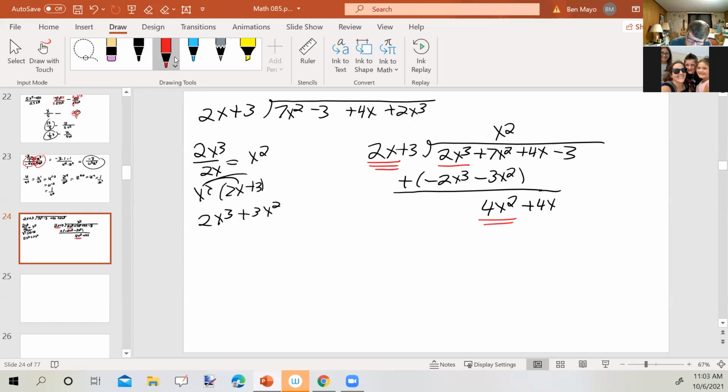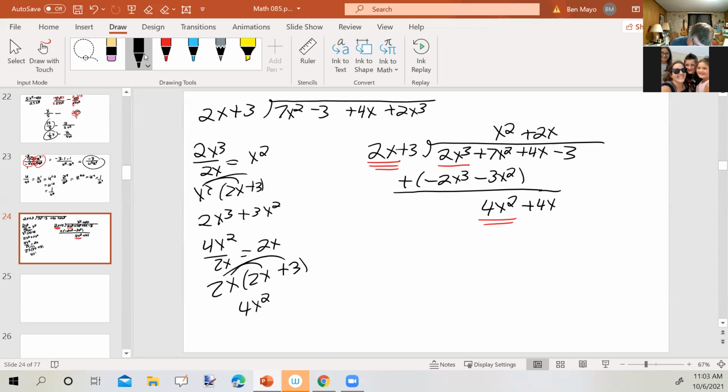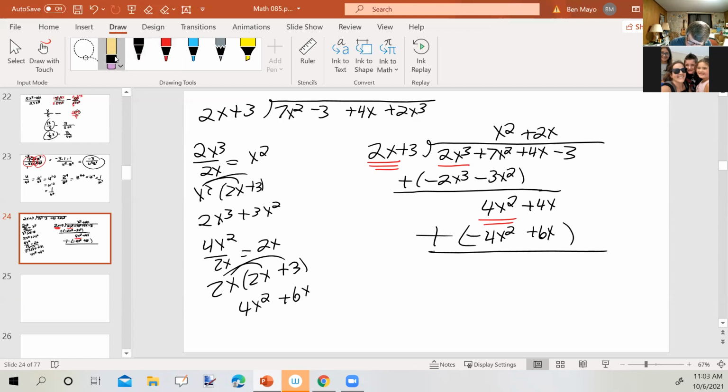Leading term inside divided by leading term outside. 4x squared divided by 2x is 2x. Write that up here in the x column. 2x times the divisor, 2x plus 3 is 4x squared plus 6x. Subtract that from what's up above, change it to addition of the opposite. 4x squared plus negative 4x squared is 0. 4x plus negative 6x is negative 2x. Bring down the next term.